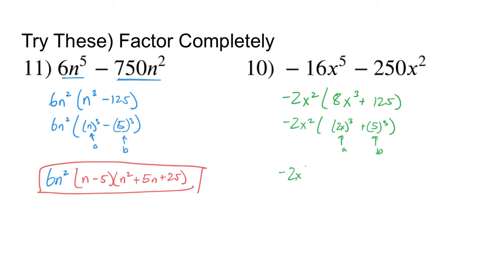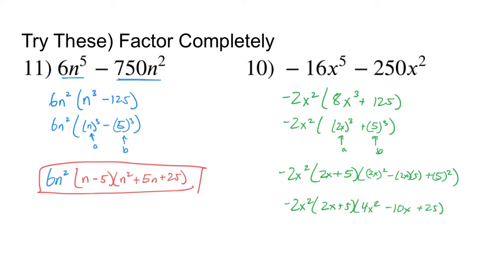So here we go, negative 2x squared. We'd have a plus b. We'd have a squared, and just like we talked about last time, that's 2x, that quantity squared. And then it'd be minus a times b plus b squared. Okay, let's write it one more time. Final form: negative 2x squared times 2x plus 5, times 4x squared minus 10x plus 25. There's the answer.